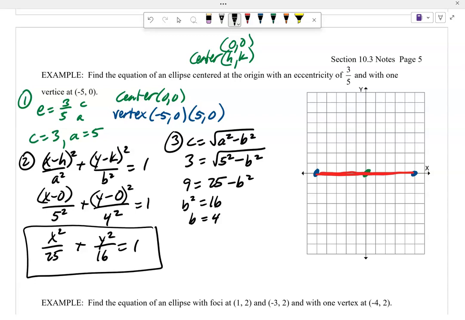So my b is 4: 1, 2, 3, 4, 1, 2, 3, 4, and I could kind of draw that thing if I wanted to. All right, and I could even put on my c is 3: 1, 2, 3. There's my foci as well. Vertices, vertices, co-vertices up there.